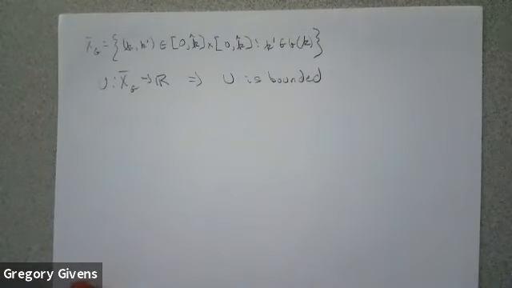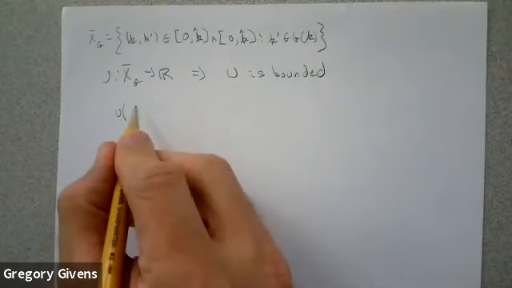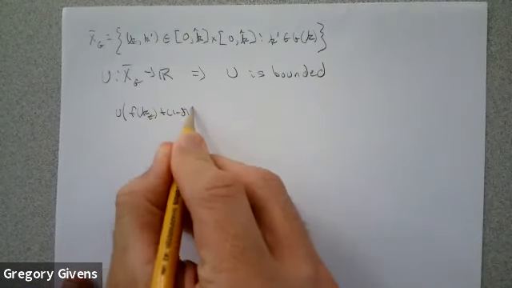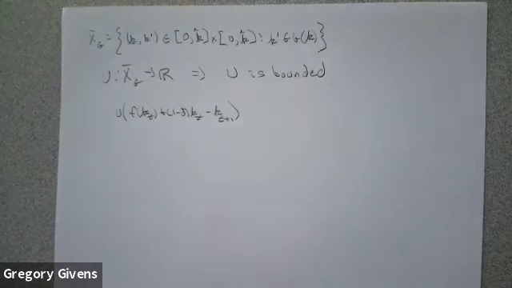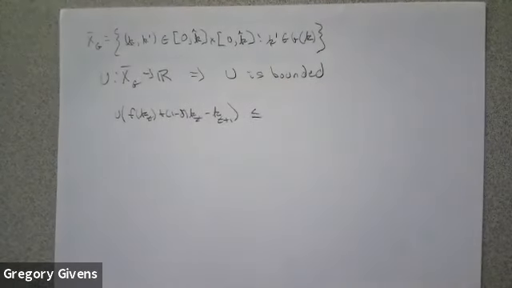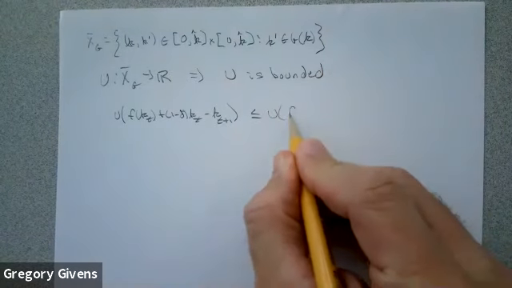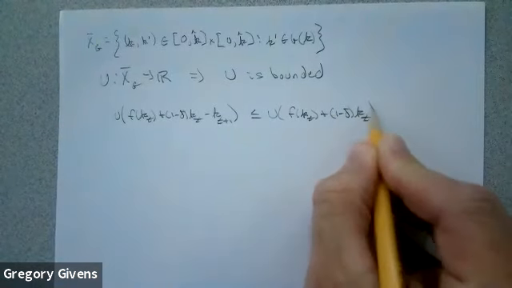Now, why is that helpful? Let's think about this. What's the utility function again? It's u of f of kt plus 1 minus delta kt minus kt plus 1. We know that kt cannot be less than 0. And we know that utility is strictly increasing in consumption. So this utility function here has to be bounded above by the following: u of f of kt plus 1 minus delta kt. Correct?